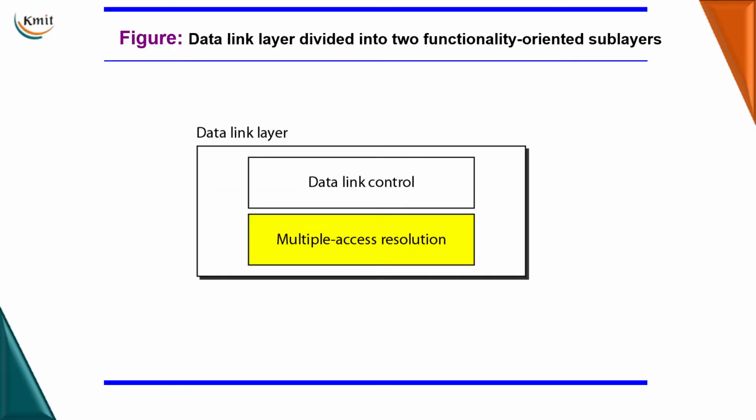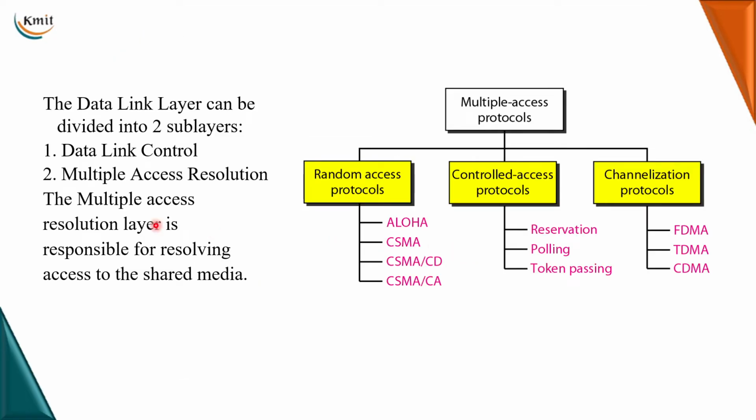As you can see, the data link layer functionality is divided into two sublayers. One is the data link control, which does the flow control, which we have learnt. We have learnt the data link layer protocols, flow control protocols. Then we have another sublayer called multiple access resolution or medium access sublayer. What is the purpose of this layer? The multiple access resolution layer is responsible for resolving access to shared media.